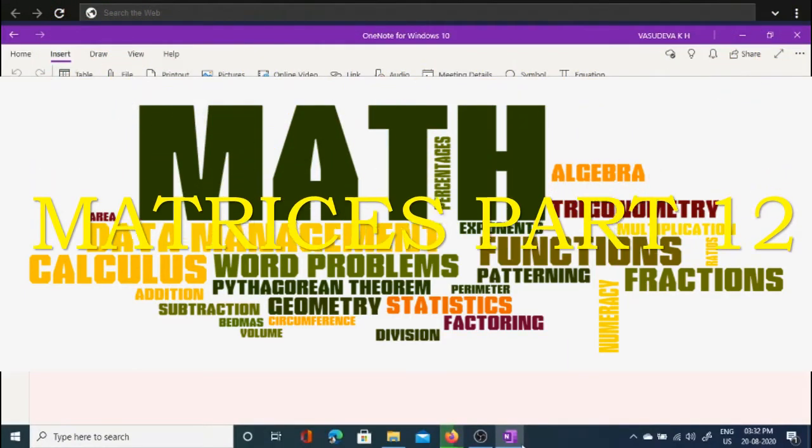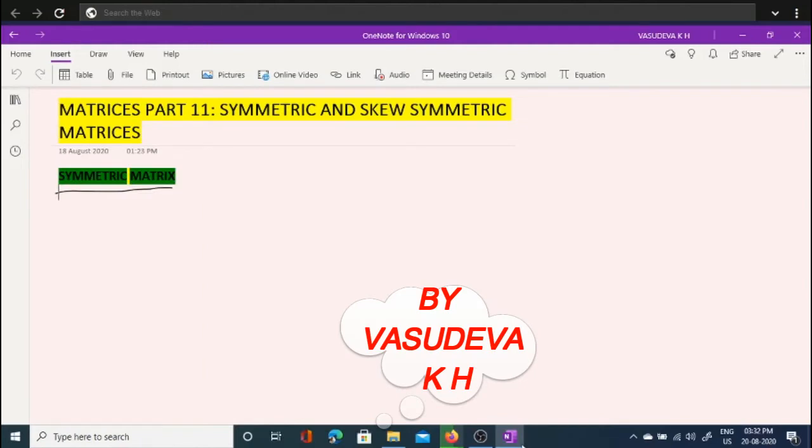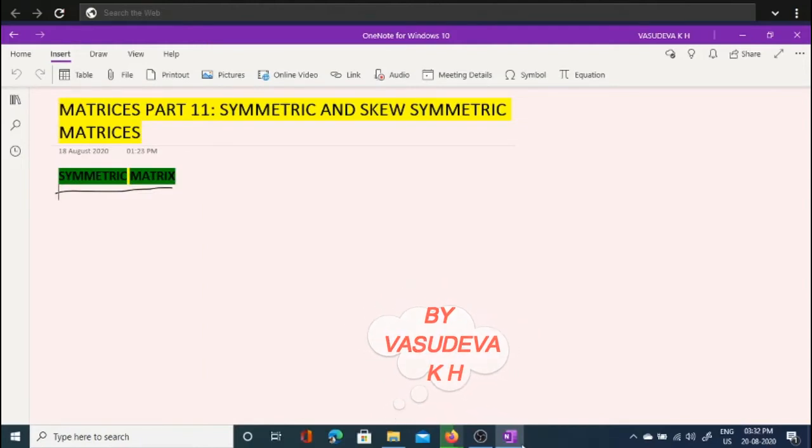ವಿದ್ಯಾರ್ಥಿಗಳೇ, ಇದು ಮ್ಯಾಟ್ರಿಸಸ್ ಪಾರ್ಟ್ 11. ಈ ಹಿಂದಿನ ವಿಡಿಯೋದಲ್ಲಿ ನಾವು ಟ್ರಾನ್ಸ್ಪೋಸ್ ಆಫ್ ಎ ಮ್ಯಾಟ್ರಿಕ್ಸ್ ಬಗ್ಗೆ ಕಲ್ತಿದ್ವಿ. ಇವತ್ತು ಸಿಮೆಟ್ರಿಕ್ ಅಂಡ್ ಸ್ಕ್ಯೂ ಸಿಮೆಟ್ರಿಕ್ ಮ್ಯಾಟ್ರಿಸಸ್ ಮೇಲೆ ನಾವು ಡಿಸ್ಕಸ್ ಮಾಡ್ತಾ ಇದ್ದೀವಿ. ಸೊ ಮೊದಲಿಗೆ ನಾವು ಸಿಮೆಟ್ರಿಕ್ ಮ್ಯಾಟ್ರಿಕ್ಸ್ ಬಗ್ಗೆ ತೆಗೆದುಕೊಳ್ಳೋಣ.